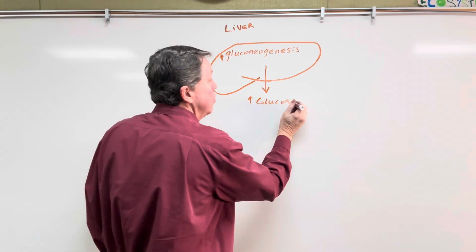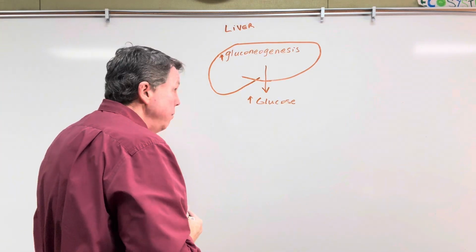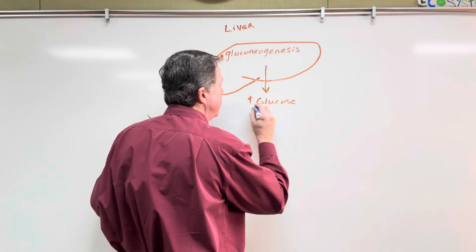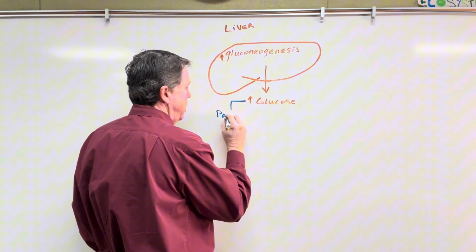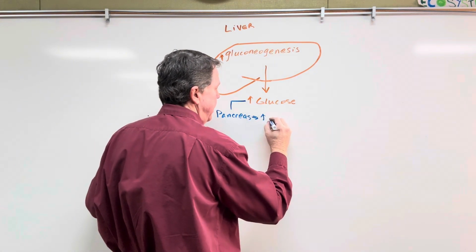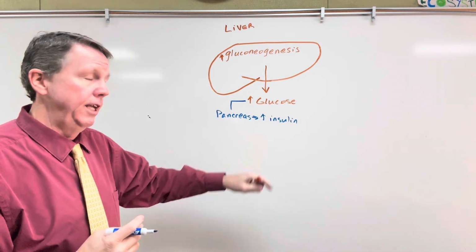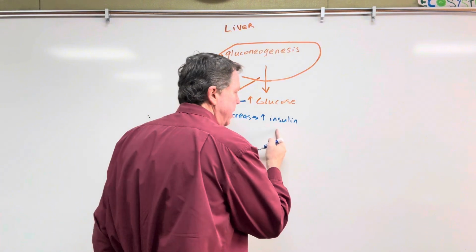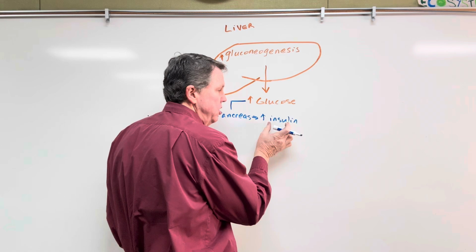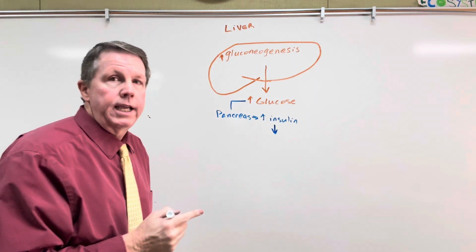Now, normally this is going to go out to a cell and it's going to work in the cell. But here's what's going to happen in this case. Because we get this increase in glucose, this is going to cause the pancreas to secrete more insulin. So now we're going to get an increase in insulin. And if you recall, insulin is responsible for taking this glucose and putting it into cells. Over time, your cells are going to build up a resistance to this insulin. So this glucose is going to stay in the bloodstream.